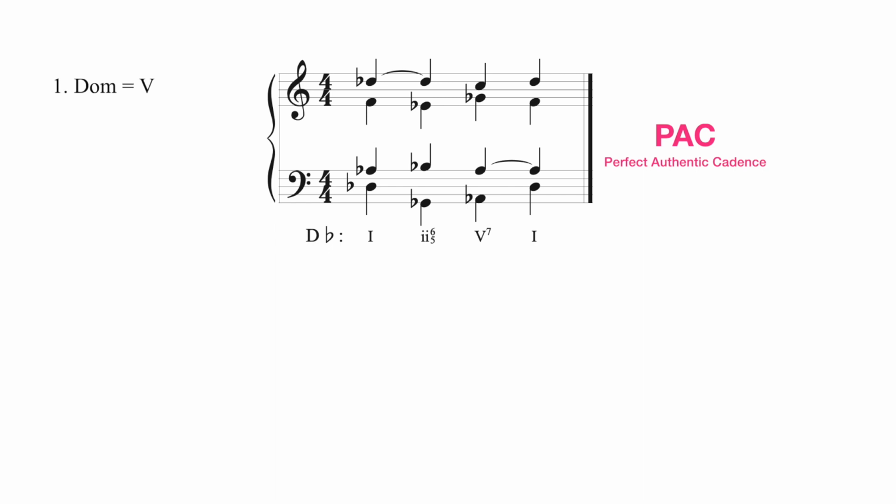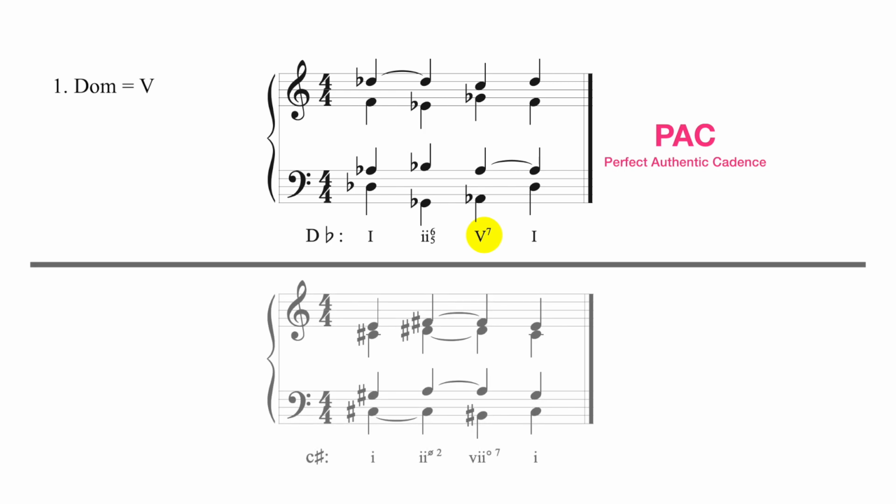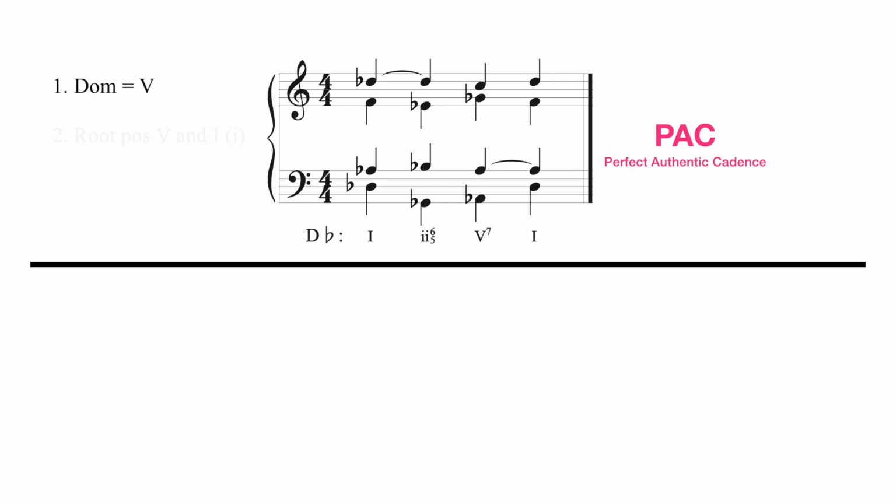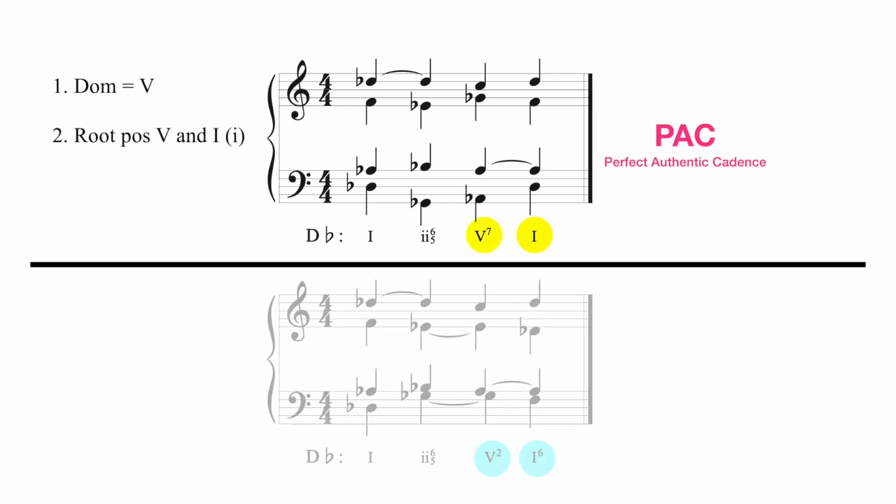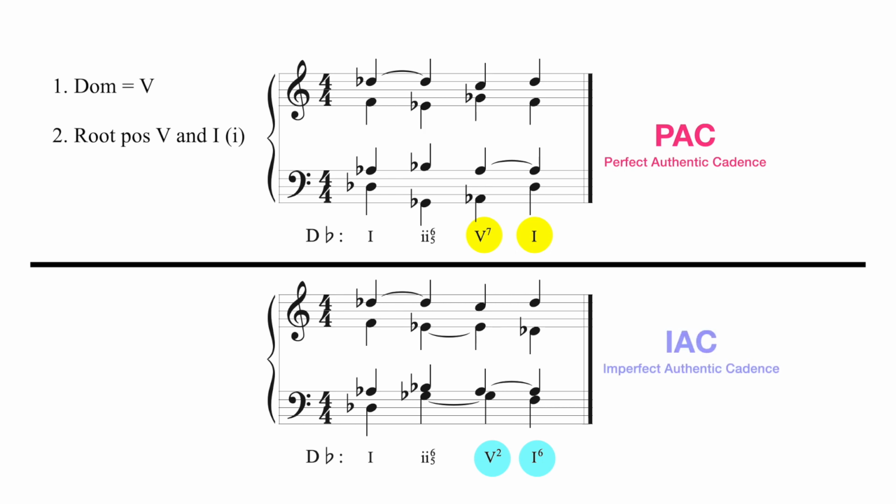First, the dominant function must be represented by a 5 chord, whether that's as a triad or as a 5-7 chord. Because a 5 or 5-7 chord is one of the criteria for a perfect authentic cadence, an authentic cadence that uses a diminished 7 chord as the dominant would automatically be an imperfect authentic cadence. The next requirement is that both the 5 and 1 chords must appear in root position. If either chord is inverted, the cadence is imperfect.